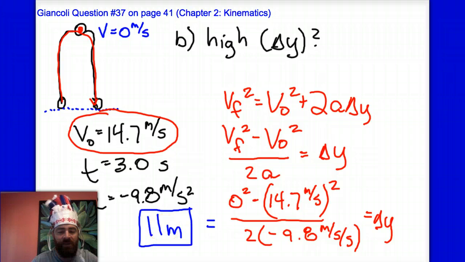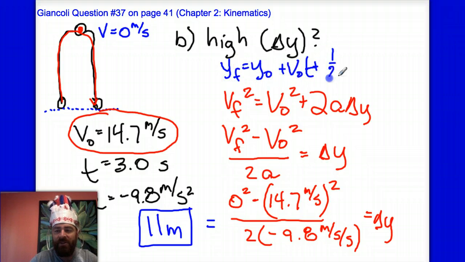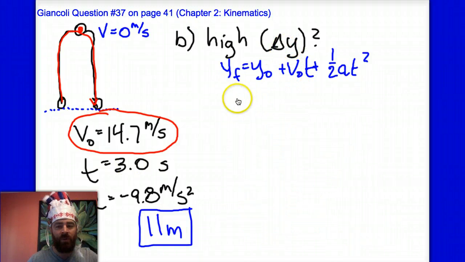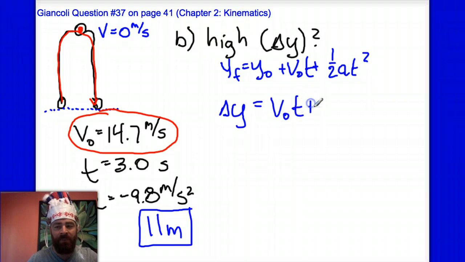There's another way to solve this. You could, with the given information now, elect to choose the first equation, which is going to be y final equals y initial plus v naught t plus 1/2 a t squared. We could, now that we know v naught, solve for delta y and use the first equation of motion. Let's go ahead and do that, and then we'll be done. Rearranging the equation, I'm going to get delta y on the left is equal to v naught t plus 1/2 a t squared. And now I've got everything that I need.